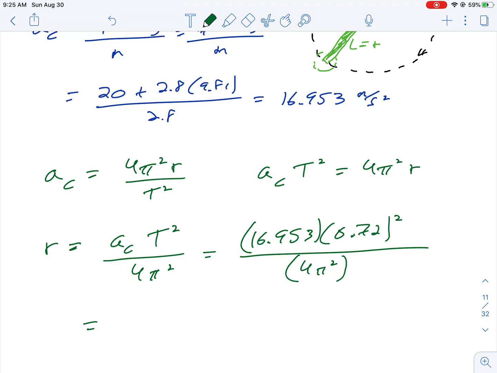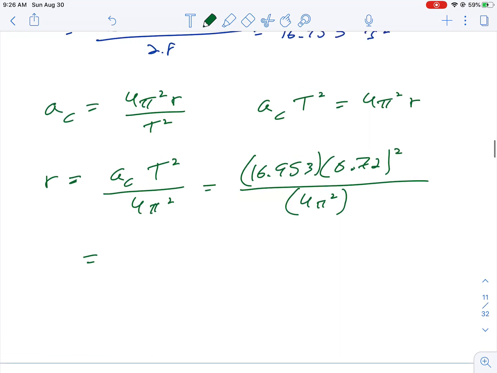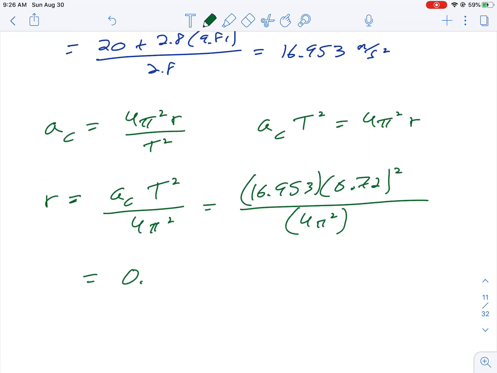Okay. So times 0.72 squared divided by 4 pi squared. All right, and sig digs for this one looks like 2. So I get about 0.22 meters.